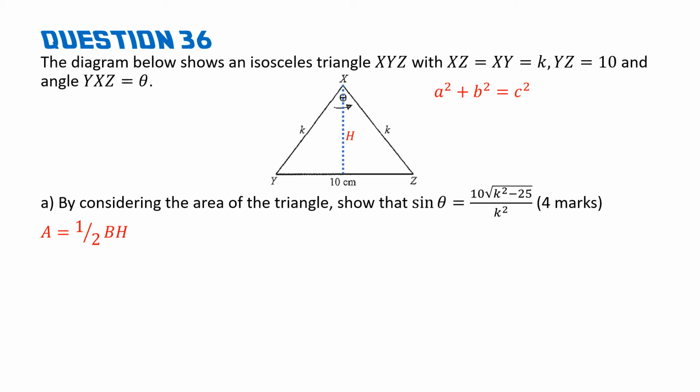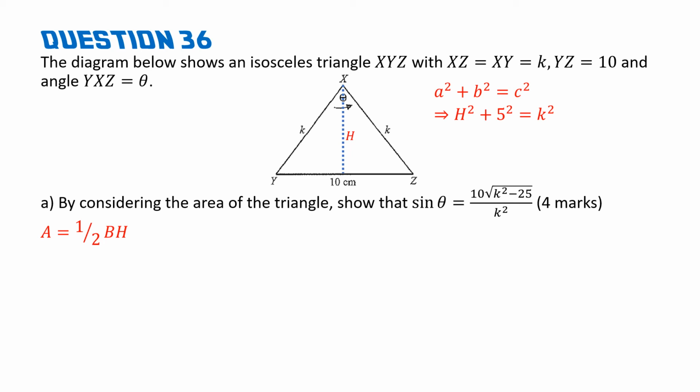It doesn't matter if we pick a or b to be the height. So let's use a as our height, and then b will be our base, which is 5. So what that means is that h squared, our height, plus 5 squared is going to be equal to k squared. How does that help us? Well, remember our goal here is we want to work out what h is. So I can rearrange that now to get h by itself.